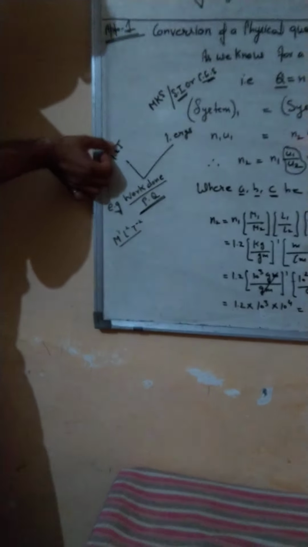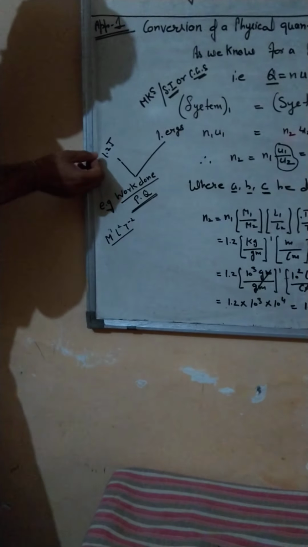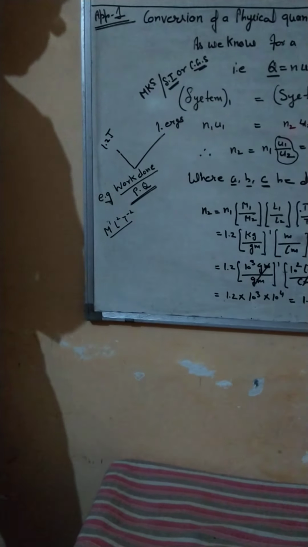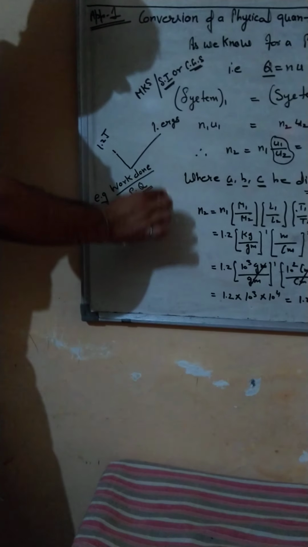Let our physical quantity be work done. Since we know that work done has the unit joule in the SI system and ergs in CGS. So if there is 1.2 joule and we want to convert it into ergs, then we don't know what the numerical value will be here. So to convert it, first we have to take the dimension.